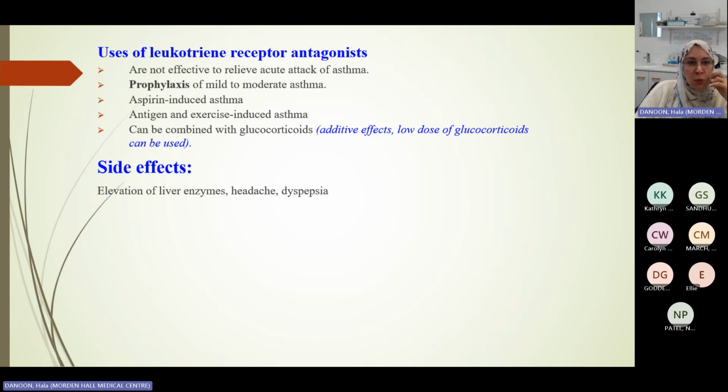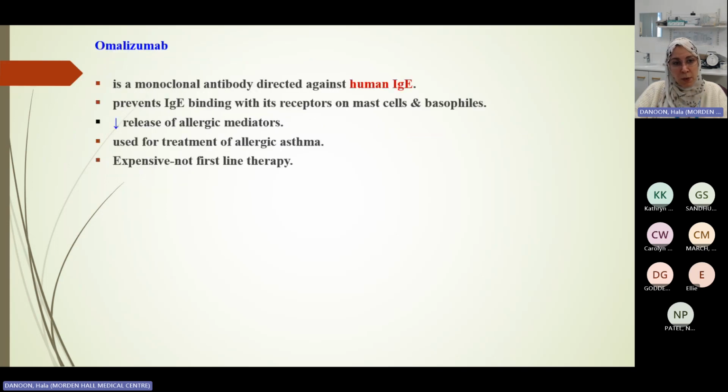Okay, so it is used again as a prophylactic. It's not used for an acute attack. It's normally used for mild to moderate asthma. It can be effective in aspirin-induced asthma, and in exercise and antigen-induced asthma. It can be combined with the combined inhaler as well. It causes elevation of liver enzymes, headaches, and dyspepsia. In children, it can cause nightmares and psychosis.